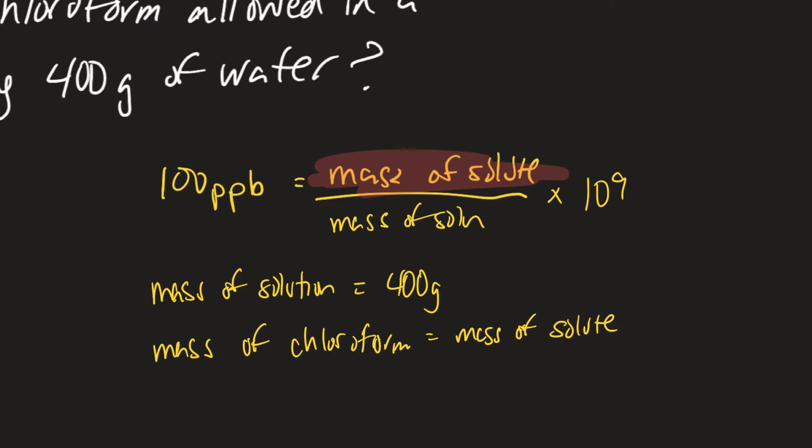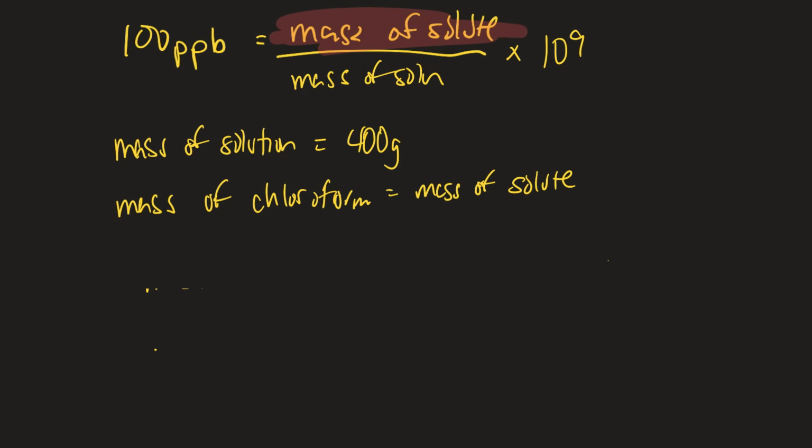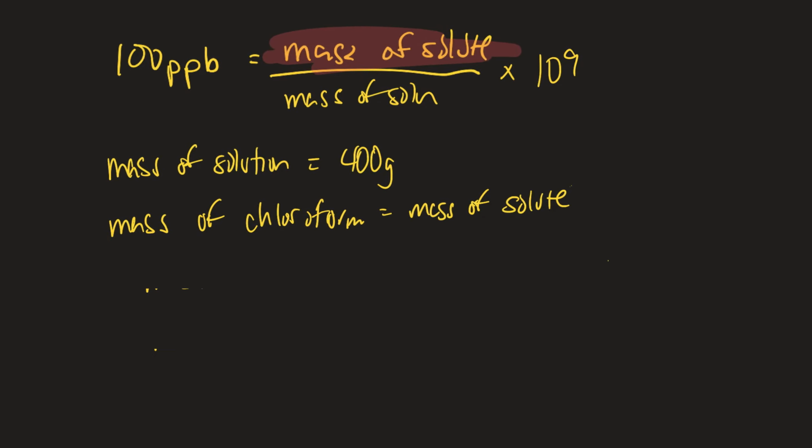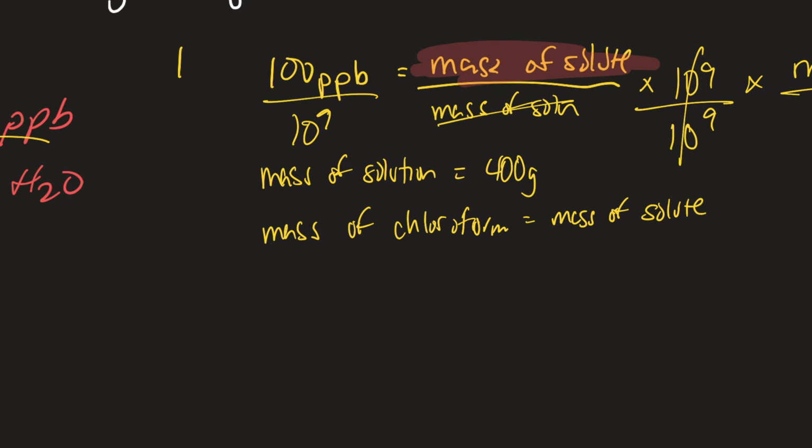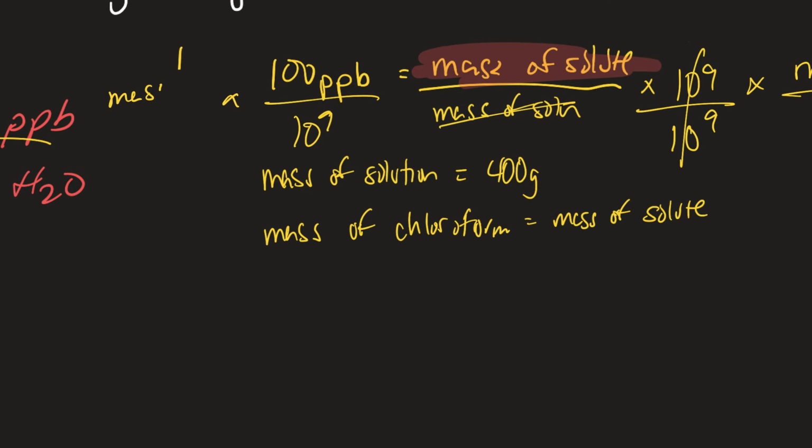What we need to do is rearrange this equation so that we can effectively solve for this. So first, I'm going to divide by 10 to the ninth. By doing that, I cross this out and put it on the other side. Next, I'm going to multiply by the mass of the solution.